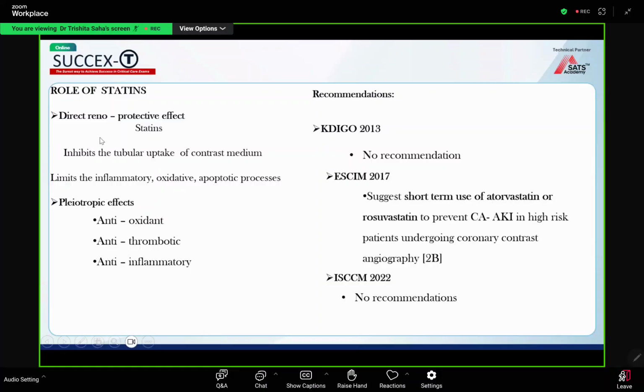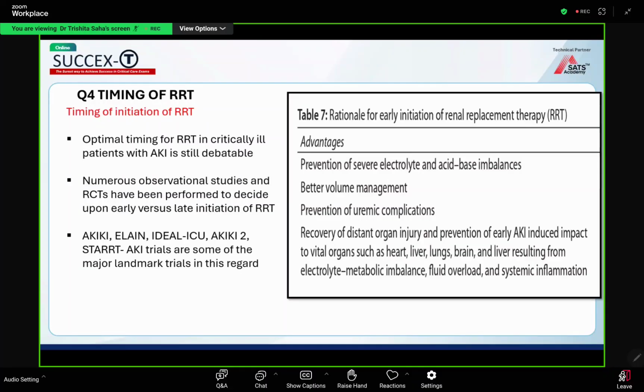We know that statins have direct renoprotective effects, inhibit the tubular uptake of contrast media, and limit the inflammatory, oxidative, and apoptotic processes. They have pleiotropic effects: they act as an antioxidant, antithrombotic, and anti-inflammatory. But KDIGO has no recommendation in this matter. The ESICM guidelines suggest short-term use of atorvastatin or rosuvastatin to prevent contrast-induced AKI in high-risk patients undergoing coronary angiography. The ICCM made no recommendation.